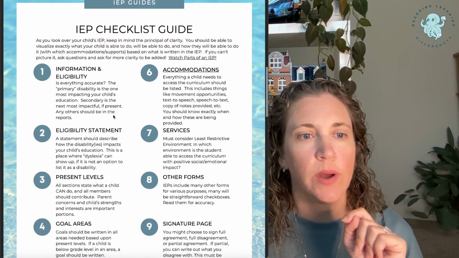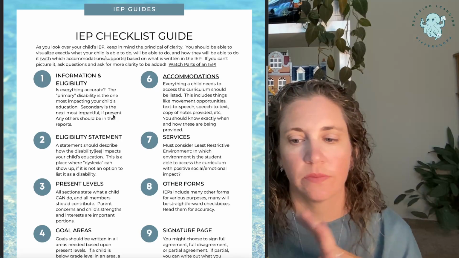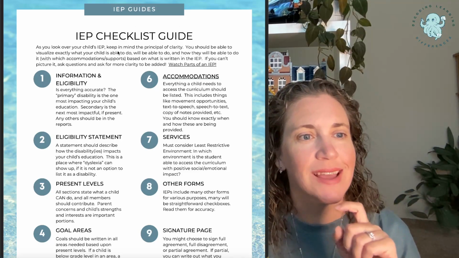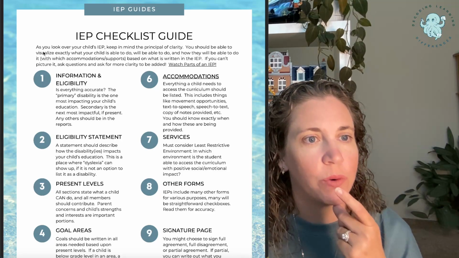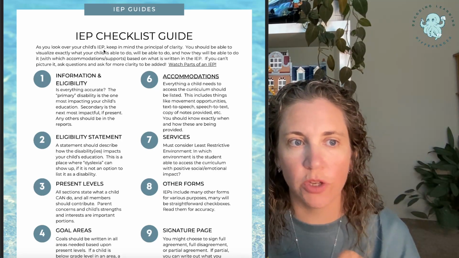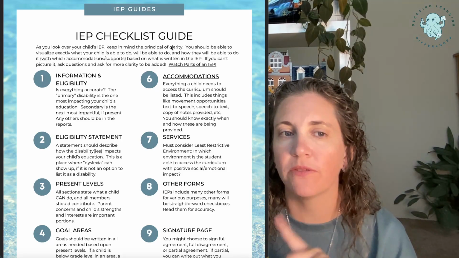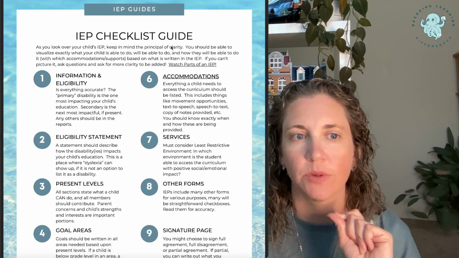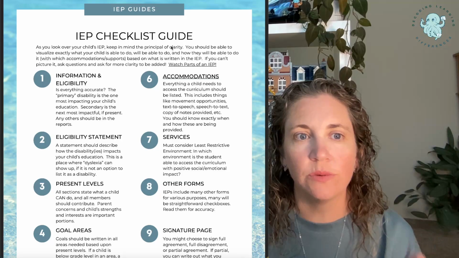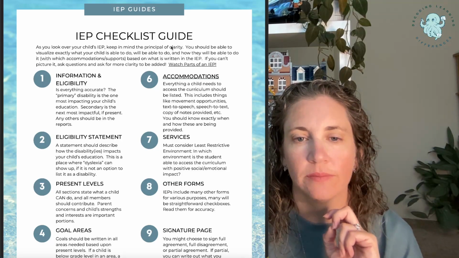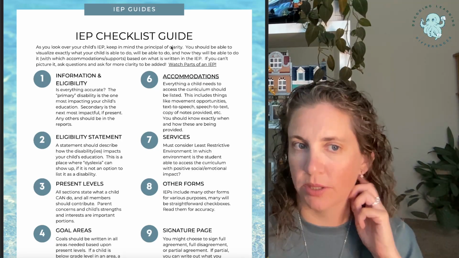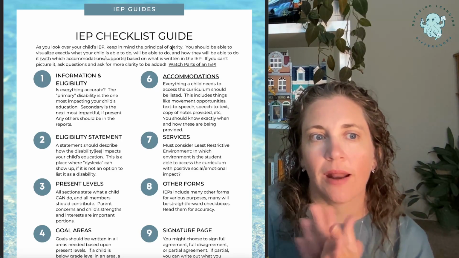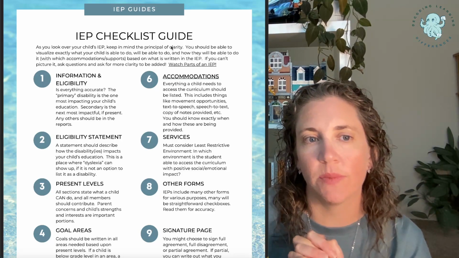Okay, so this page is the IEP checklist guide. As you look over your child's IEP, keep in mind the principle of clarity. You should be able to visualize exactly what your child is able to do, will be able to do, and how they will be able to do it, with which accommodation supports, based on what's written in the IEP. So if you can't picture it, ask questions, ask for more clarity to be added.